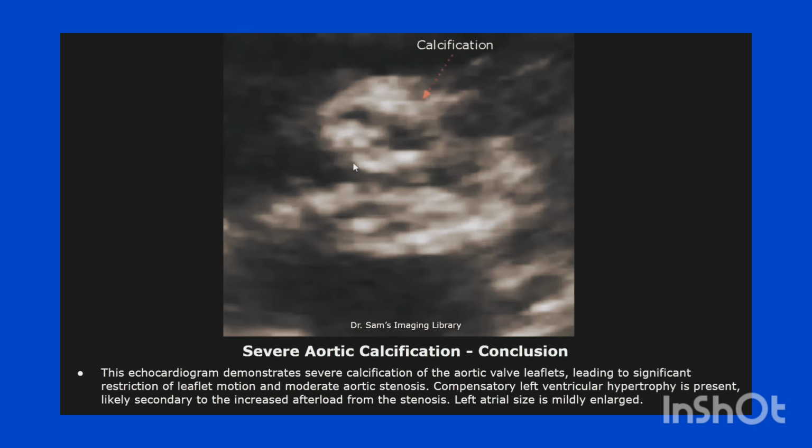This is the conclusion. This echocardiogram demonstrates severe calcification of the aortic valve leaflets, leading to significant restriction of leaflet motion and moderate aortic stenosis. Compensatory left ventricular hypertrophy is present, likely secondary to the increased afterload from the stenosis. Left atrial size is mildly enlarged.